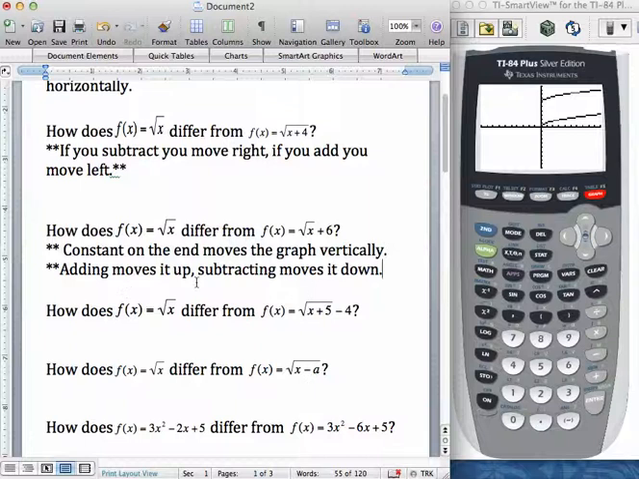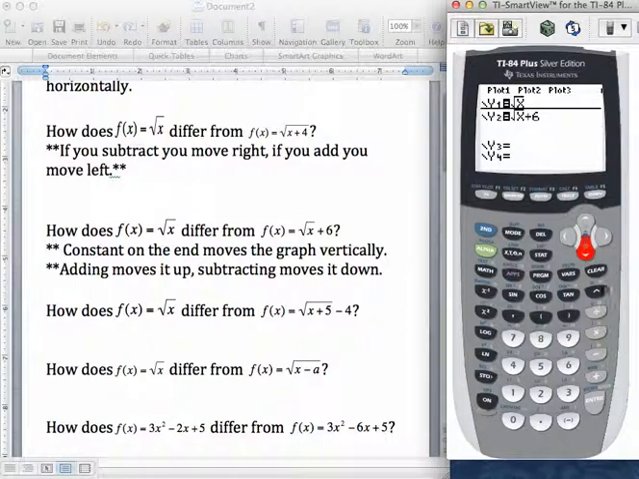So let's do one that's kind of big. How does the square root of x differ from the square root of x plus 5, and then separately, minus 4? So we put each of those in there.